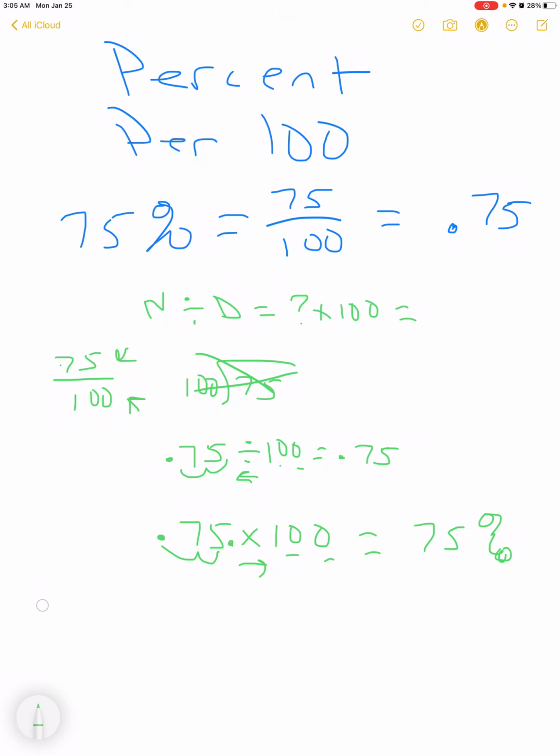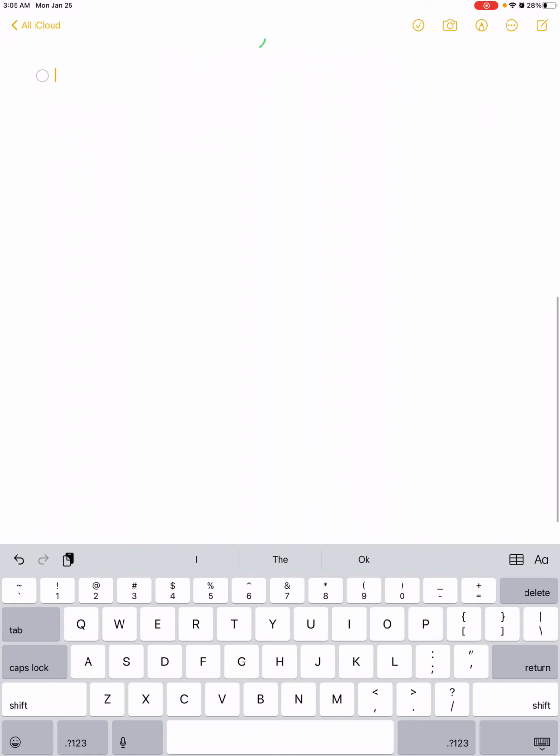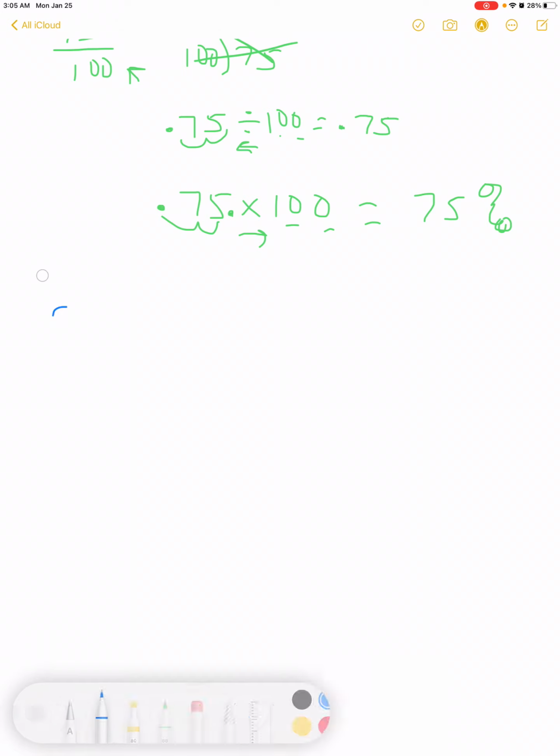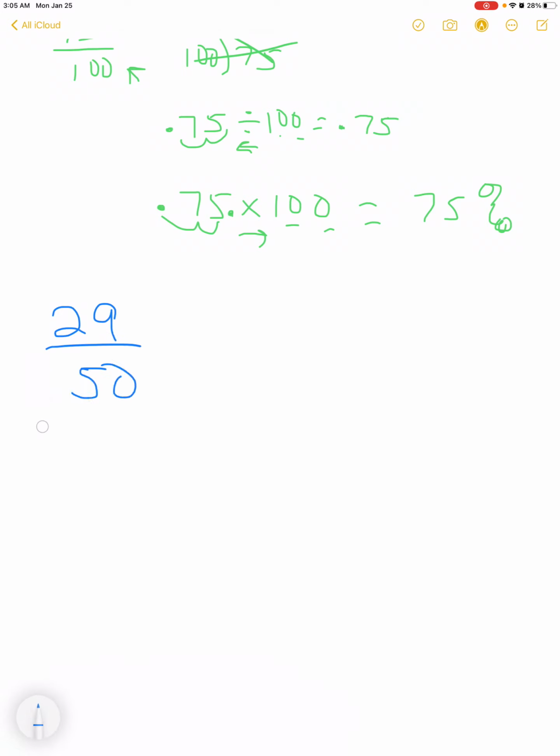But what if you don't have a base 10 fraction? Let's talk about it quickly with a real world example. If you have a test and your teacher gives you back your paper and you got a 29 out of 50, what percentage is that? Did I get 100? Did I get an F? Did I get an A? Did I get an 80? This is what you do. Use the same standard algorithm. You take the numerator, divide it by the denominator, and whatever you get for your answer, you multiply by 100.